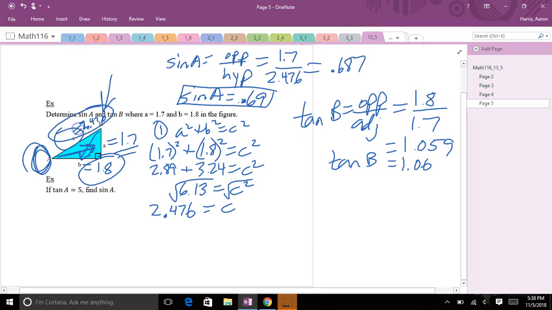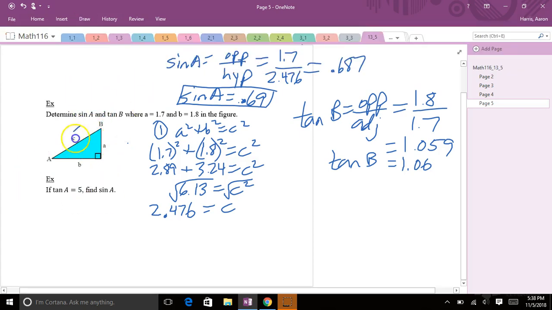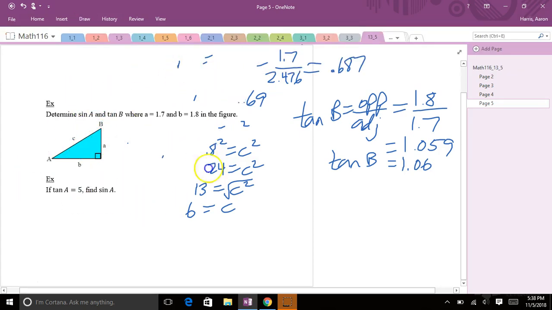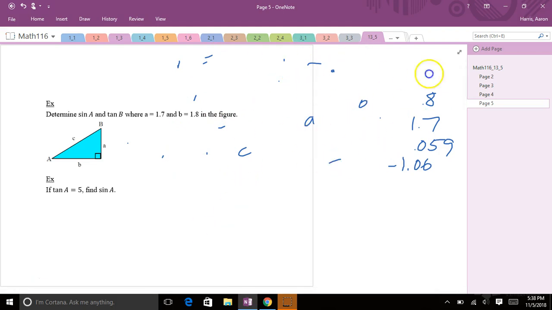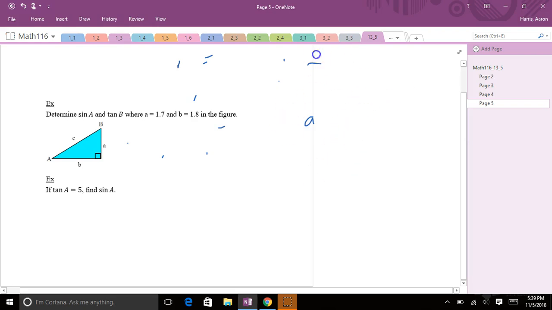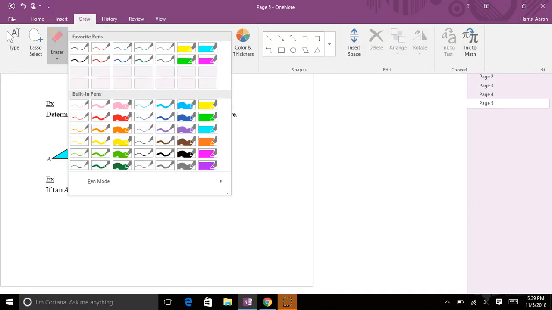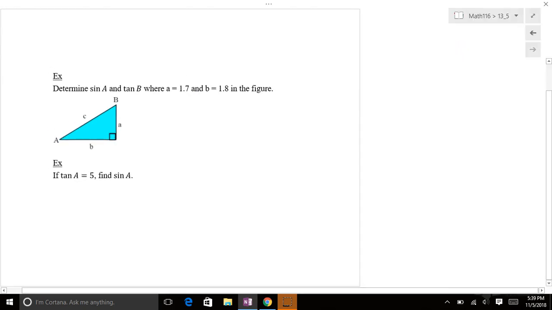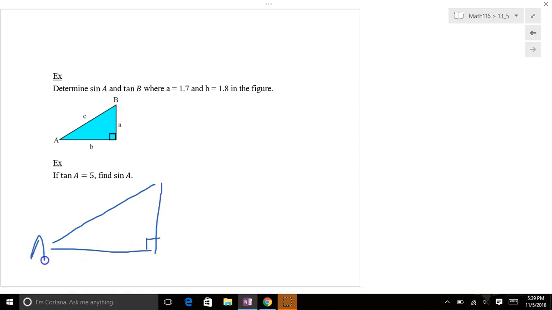Let me erase this. I have to make some room for this next example. Now it says, what if the tangent of A is 5? So let's draw this right triangle. Here's your A, here's your B, here's your C.